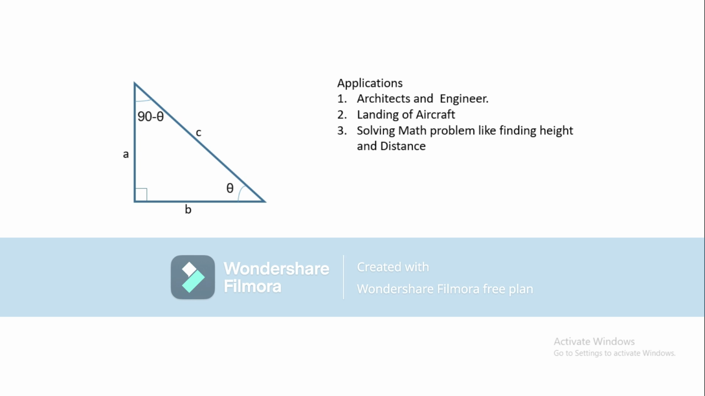It is also useful for solving triangle problems in math class, to calculate the height of an object and the distance of an object. To conclude, the Pythagorean theorem is a powerful tool in geometry. By understanding this relationship between the sides of a right triangle, you can solve many problems and gain a deeper appreciation for the beauty of mathematics.